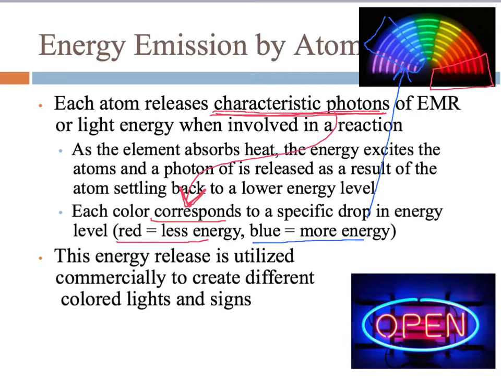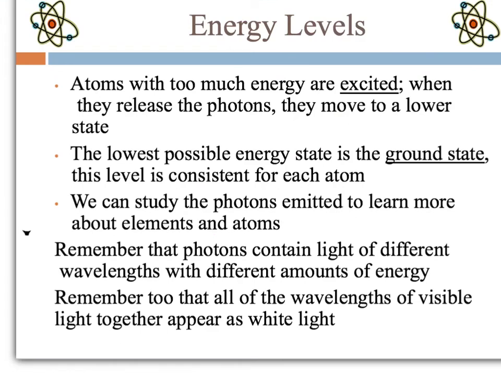Commercially, this has been used to make these really interesting signs and all kinds of very graphic and colorful examples. And so we can use this to our benefit now that we know what creates these different patterns and different wavelengths and different specific colors. So that leads us to an explanation of how electrons can move from one pathway to another.